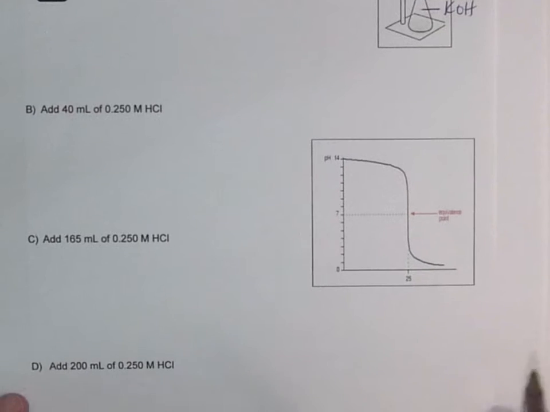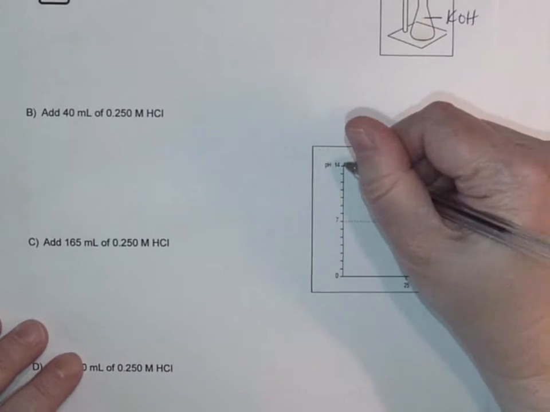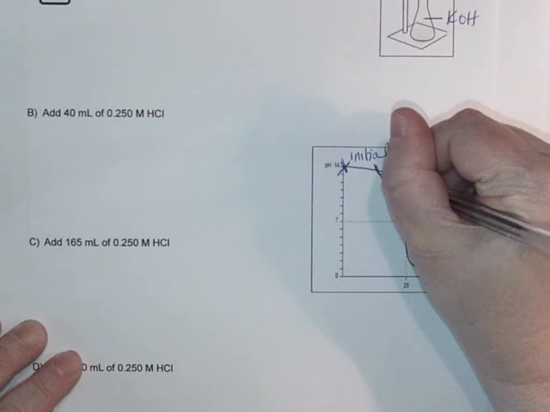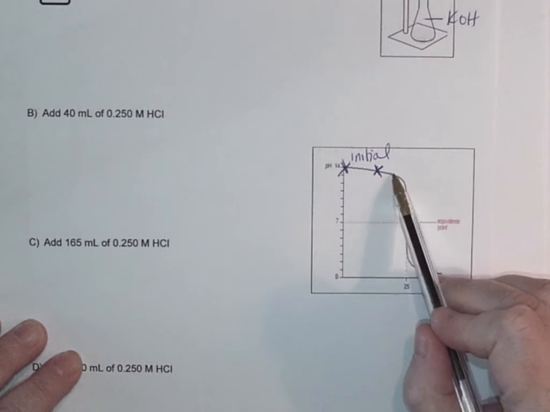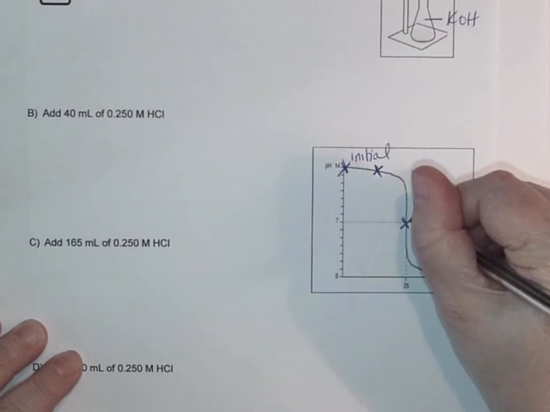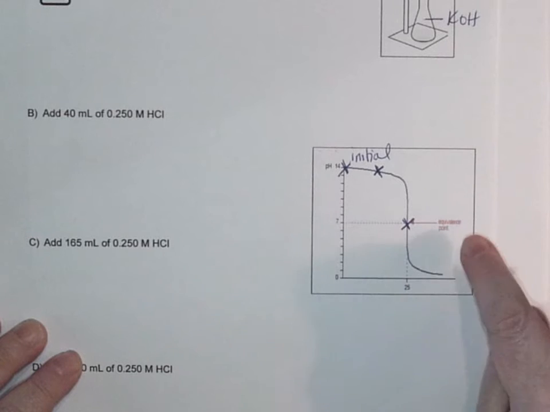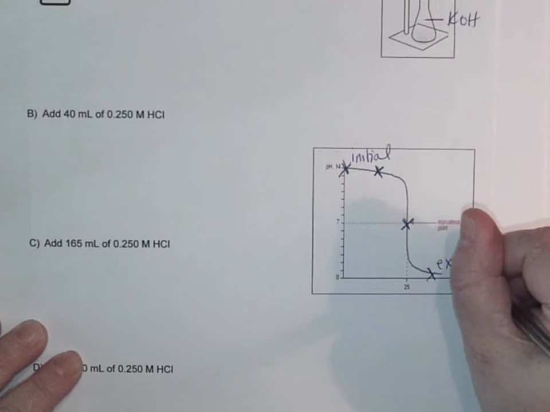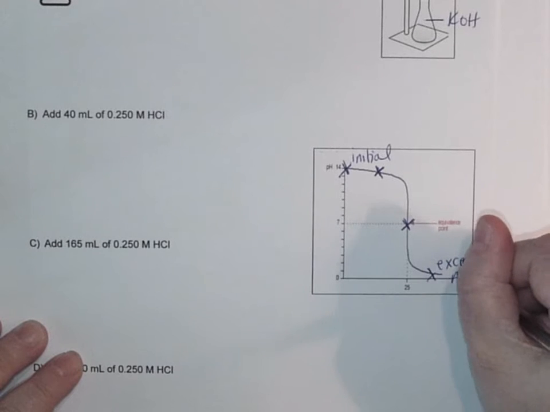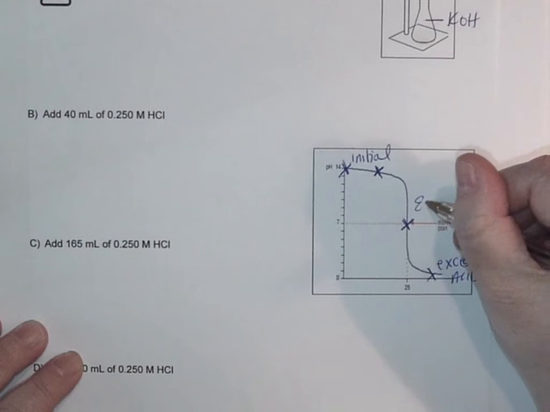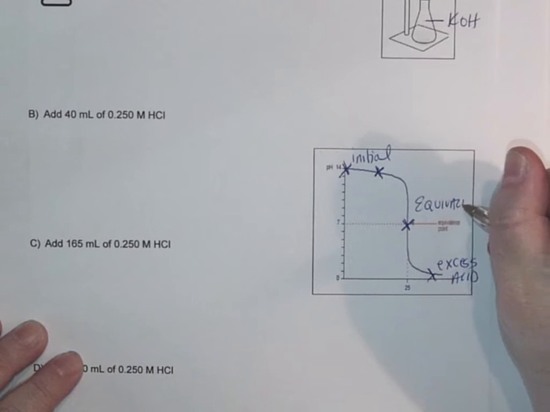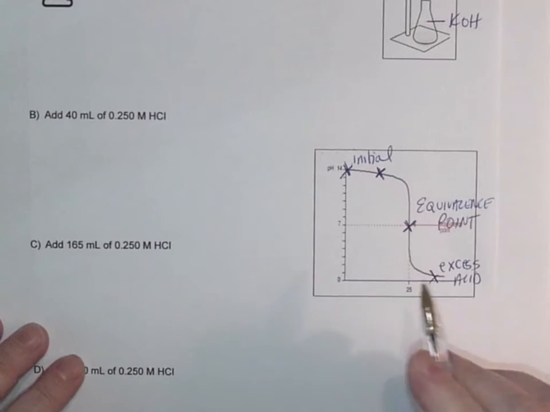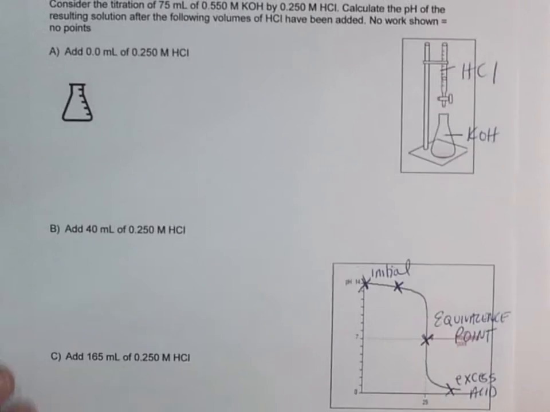So I know it's going to look like a curve like this, where I have my initial pH. I'm going to have probably something that's halfway between there. I'm going to have my equivalence point, and then I'm going to have an excess amount of acid. All right, those are my four points that they always ask you to do, and as I'm doing this, that's what's going to be in my mind. So we're going to start off at the initial one.